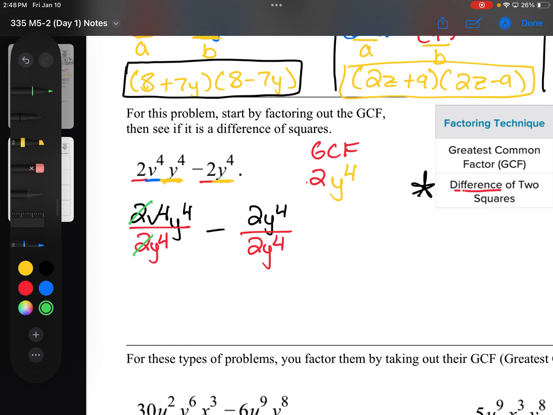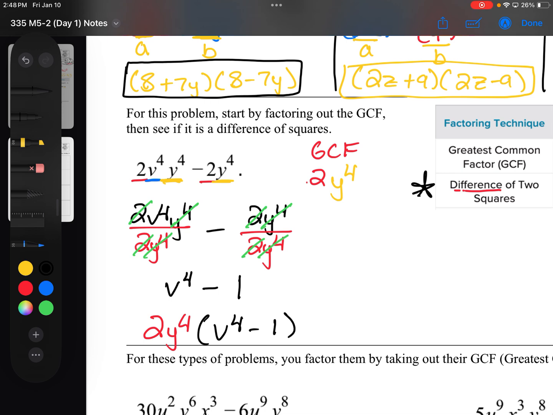The 2's are going to cancel out here. Y to the 4th is going to cancel out here. So you're left with v to the 4th minus, over here, 2's cancel out, y to the 4th's cancel out. When you have something divided by itself, it's just 1. You're not done here, though, because you have to take this and rewrite it with that GCF still multiplied to the front of it. So 2y to the 4th times v to the 4th minus 1.